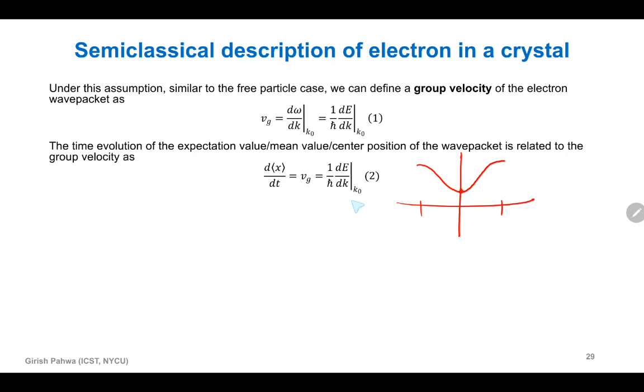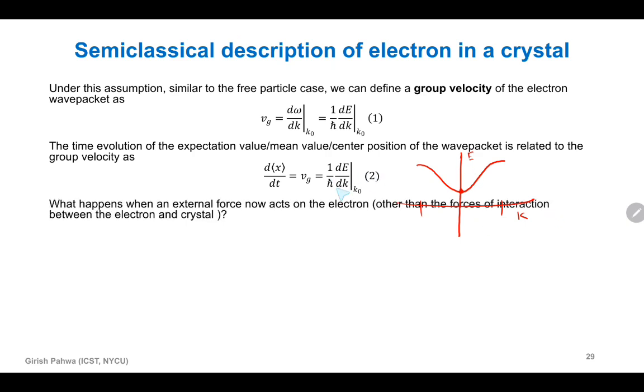Yeah? So what is dE by dk? So this is energy, this is k. What is dE by dk? The slope of E versus k, multiplied by 1 by h bar, right? So the slope is 0 here, but the slope is not 0 here. So there is some finite slope here, right?